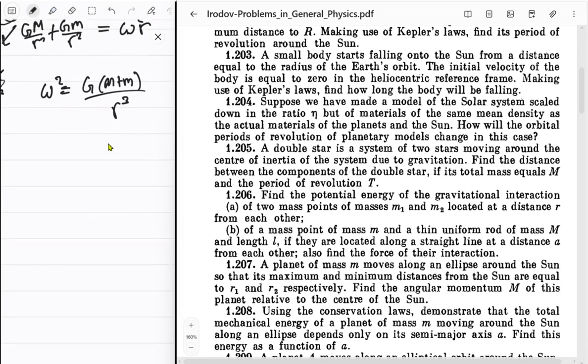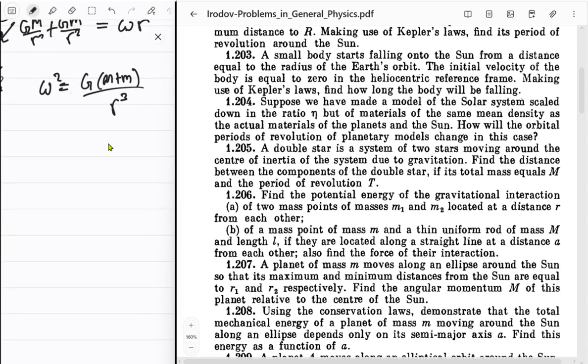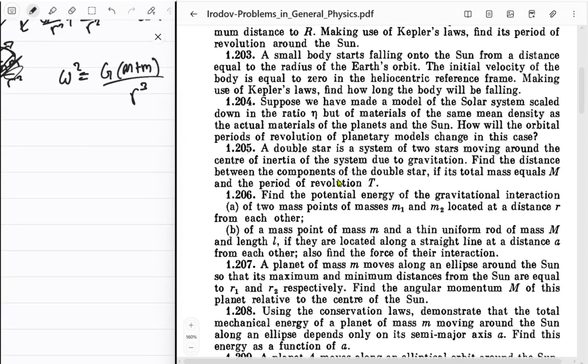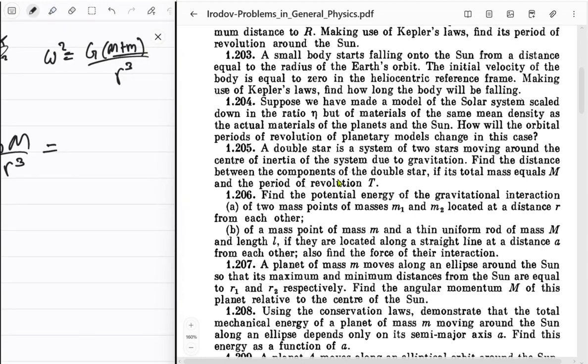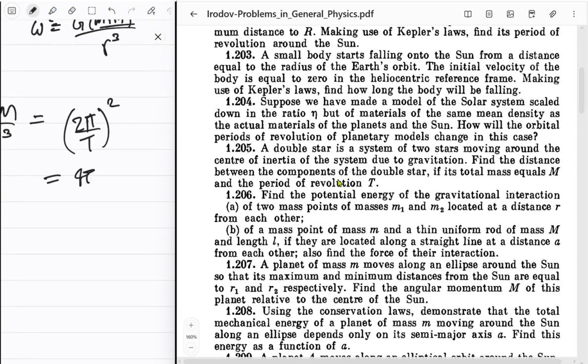Right, and what do they have? They have the time period is T, and also the total mass is actually M, and not this. So you get G M upon r cubed equal to omega squared, and omega would just be 2 pi upon capital T, so 4 pi squared upon T squared. And just solve for r.